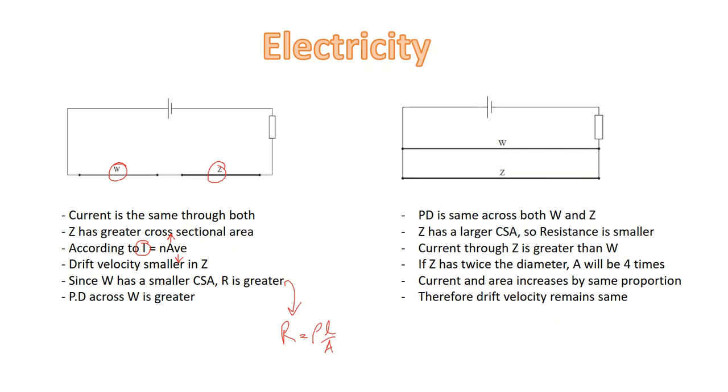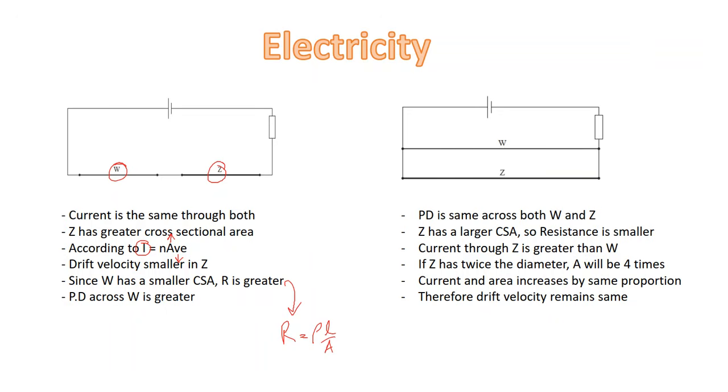And you have to also recall how voltage is shared in a series circuit. So total voltage is shared according to the ratio of the resistance. The higher the resistance, the greater the voltage. And since W has a higher resistance, the PD across it will be greater as well.